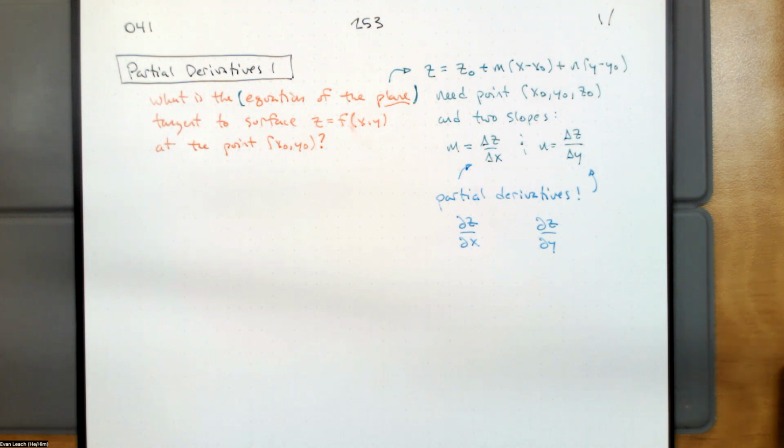Other than that, this is an old problem. I'm going to give you part of a point. I'm going to give you 2/3 of a point, the X naught and the Y naught. You're going to plug those into the original function to find the Z naught. You're going to take 2 partial derivatives and plug in the points to find the 2 different slopes that we need. Put them together in the equation of a plane.